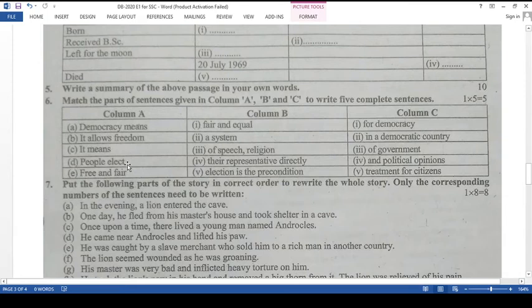People elect whom? People elect their representative directly in a democratic country. Then free and fair election is the precondition for democracy. So it is very easy.